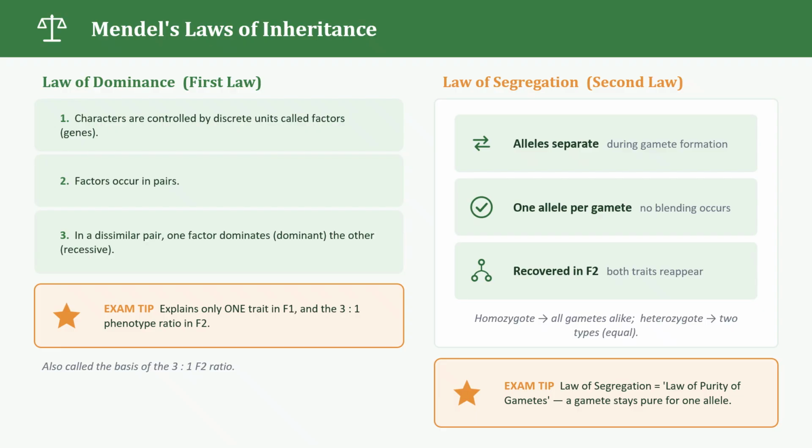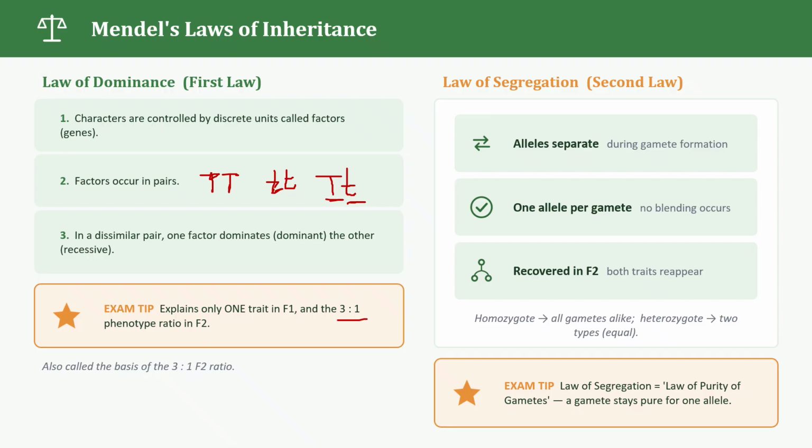So genes occur only in pairs, that we know very well, right? So these are the genes, they occur in pairs only. Yes. So in a pair of unlike alleles, one allele is dominant and the other is recessive. It is proved. So this law explains why one parental trait appears in the F1 generation and why in the F2 the phenotypic ratio is 3:1.